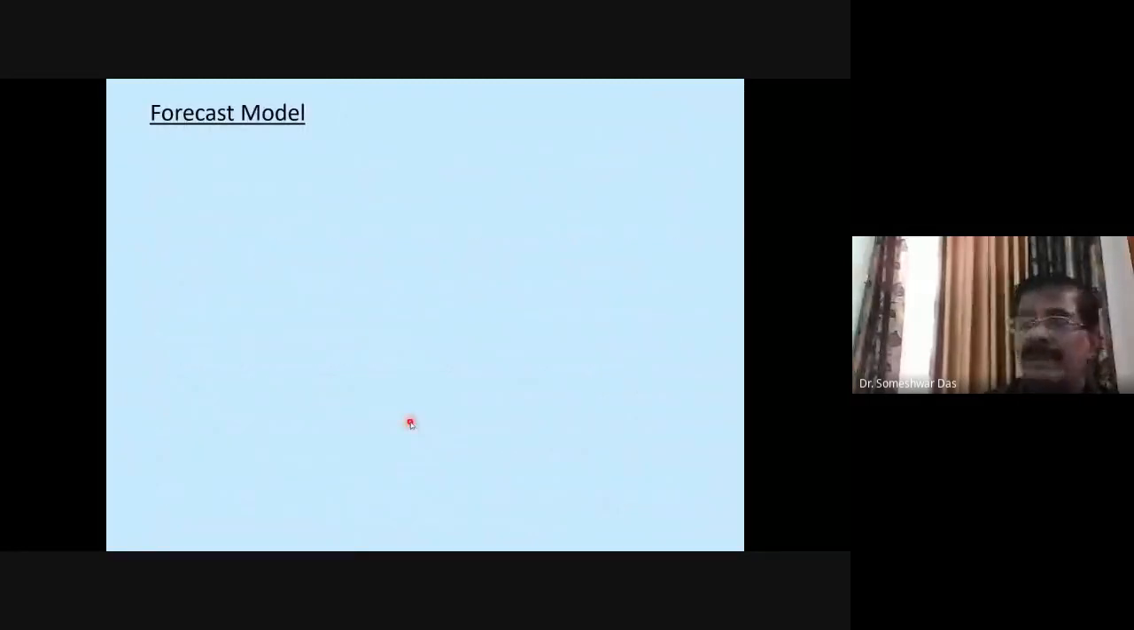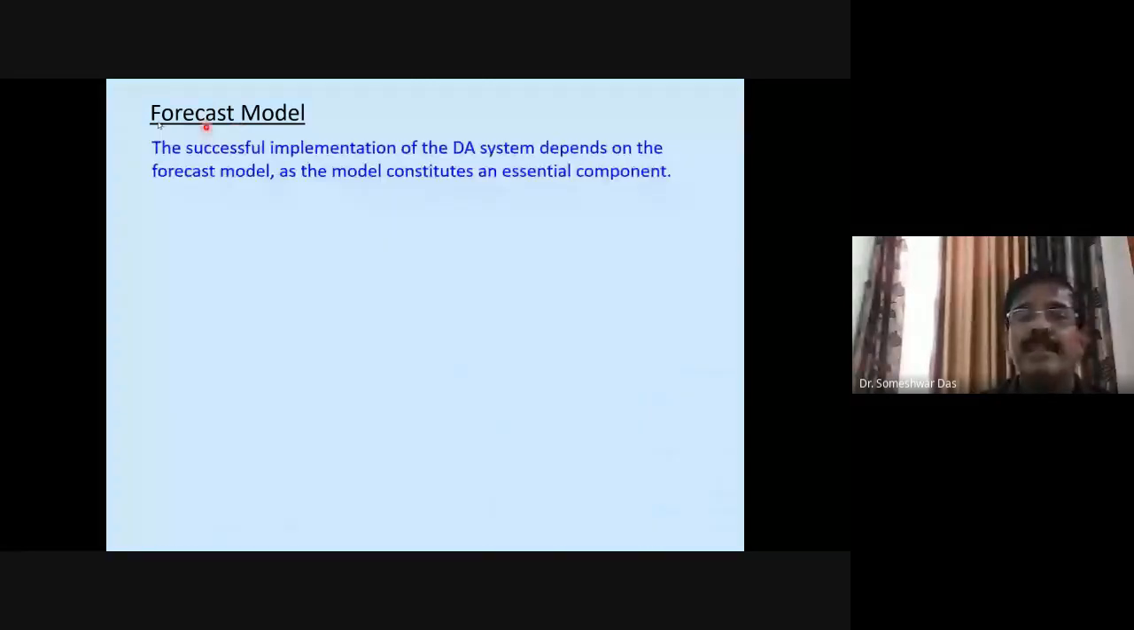So that was the analysis scheme. And as I said, for any data estimation system, you have got two important parts. One is the analysis system and the other is the forecast model, because the forecast model is crucial since it gives you the first guess background. The successful implementation of a data estimation system depends on the forecast model, as the model constitutes an essential component.